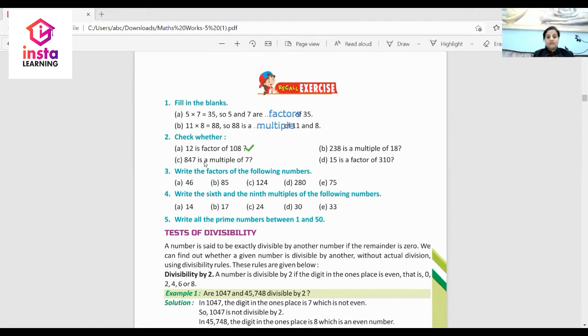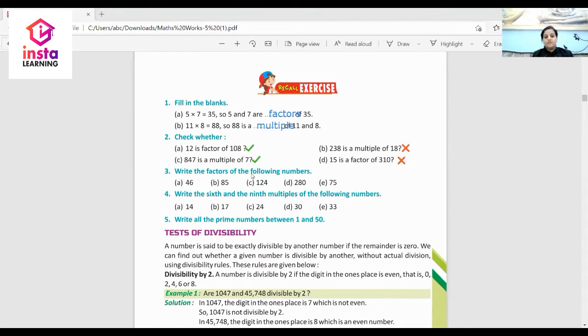Now, 847 is a multiple of 7. Yes, it can be a multiple. It is a multiple of 7 because it can be found in the table of 7. Now 238 and 15, this is not a factor. We are going to cross it, this cross sign here and this cross sign here. Why? Because it doesn't come in the table of 15. It doesn't come in the table of 18.